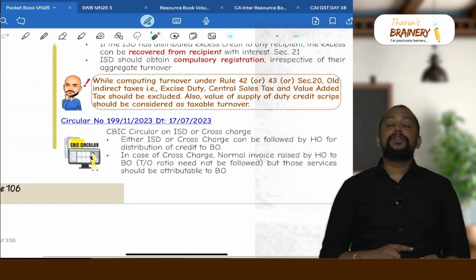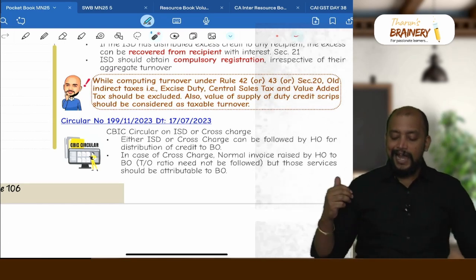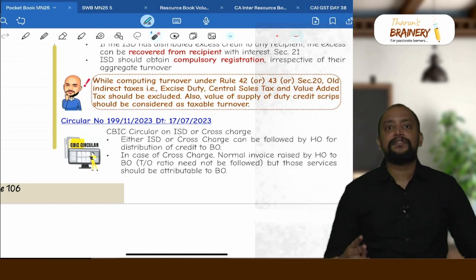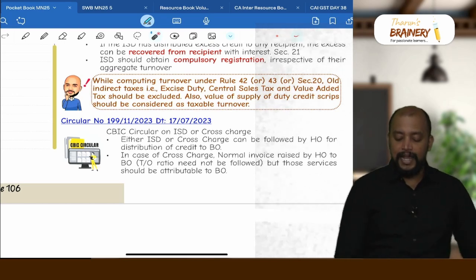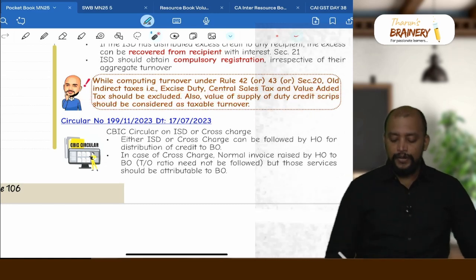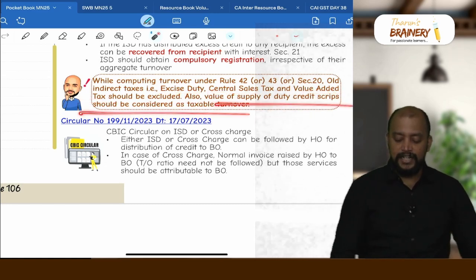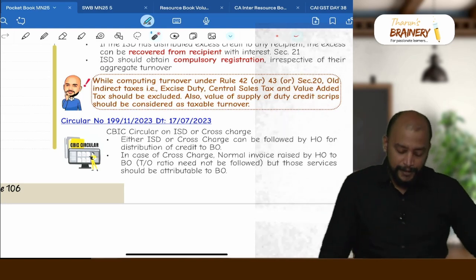Then while computing the turnover in 3 places, that is rule 42, rule 43 and section 20, when we do the turnover computation, the old indirect taxes should not be taken, like excise duty, central sales tax and value added tax should not be taken. Also the value of supply of duty credit scrips should not be considered as taxable turnover. This is an important point everywhere.